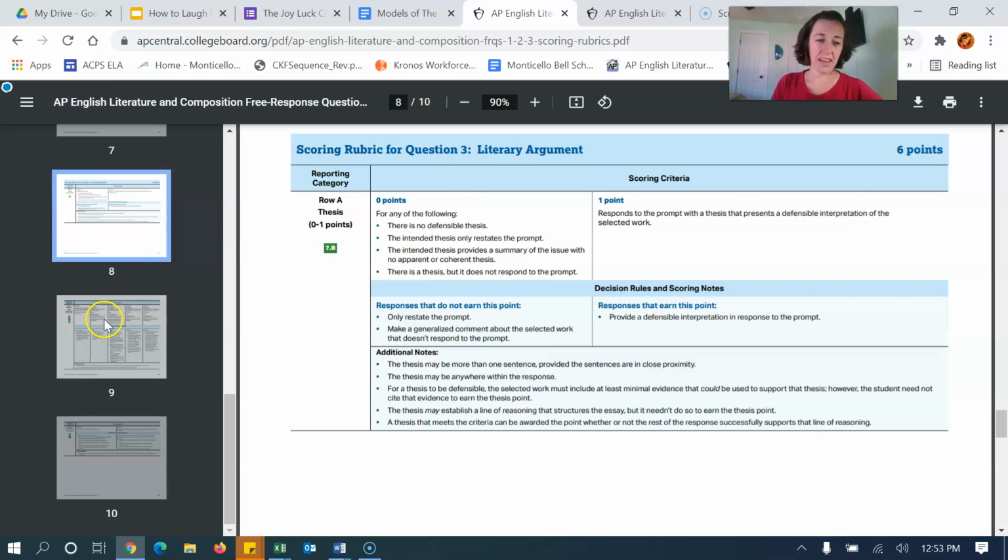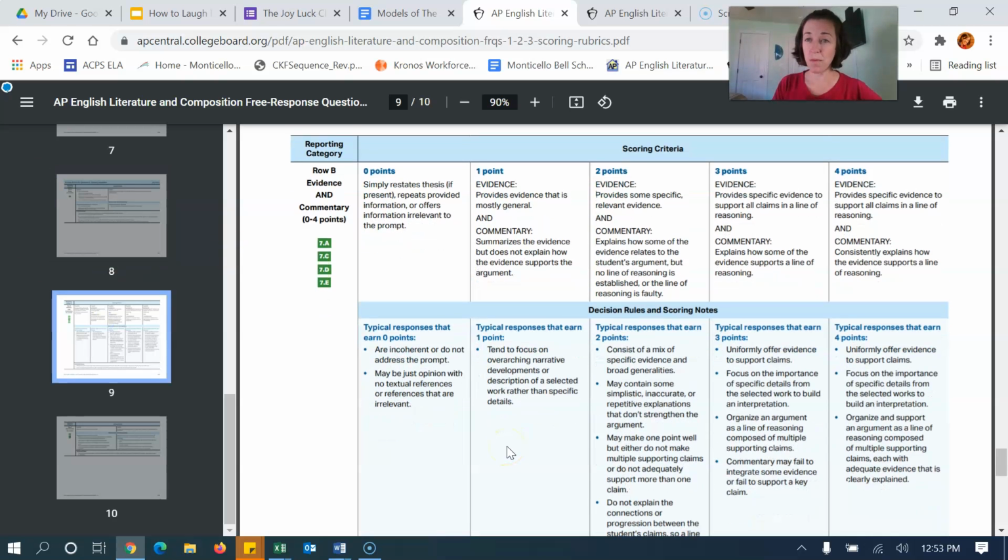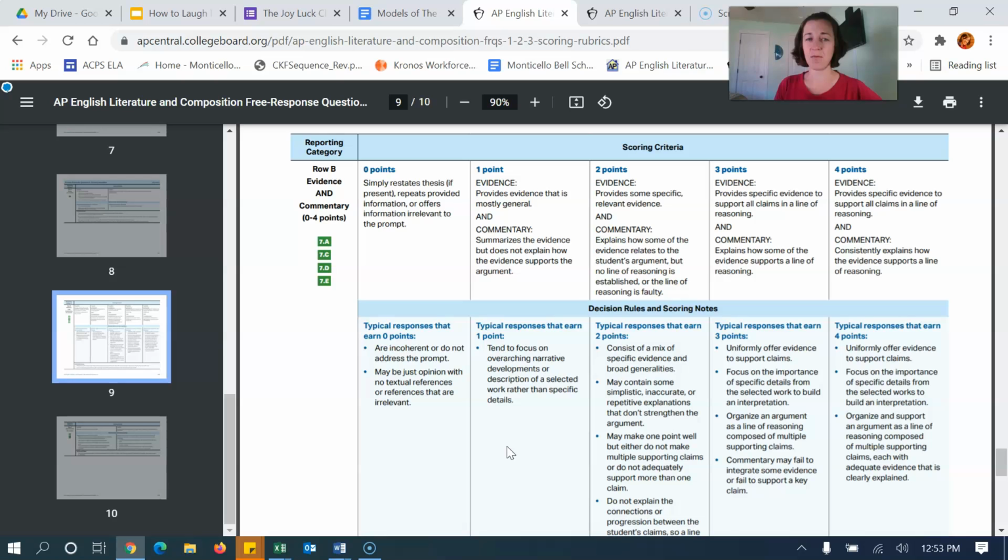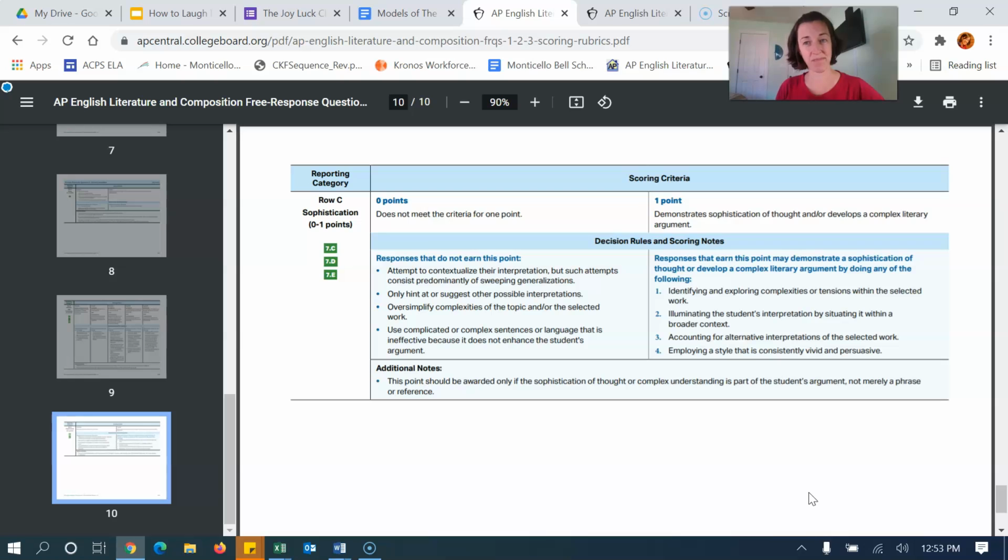Then there is row B. Row B is worth 4 points, and it's for evidence and commentary. So providing a sufficient line of reasoning and commentary with evidence for your argument. And then row C is sophistication. Sophistication in terms of your craft and how elegantly you make that point.